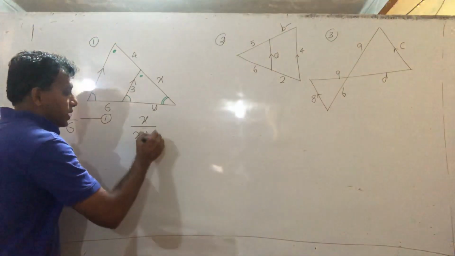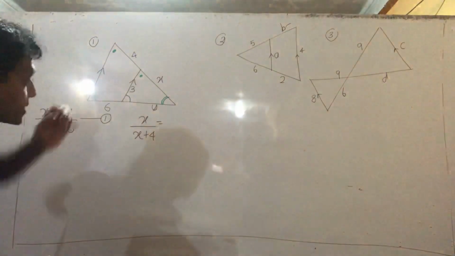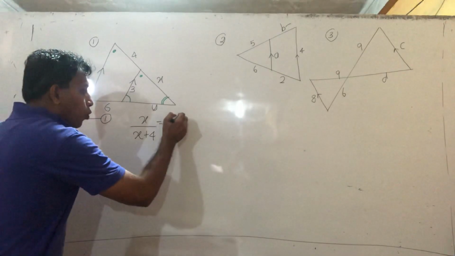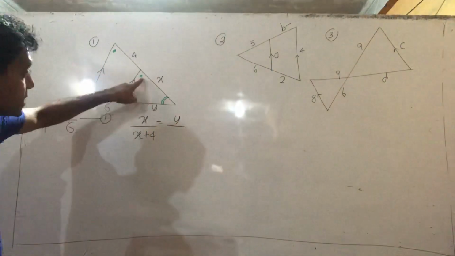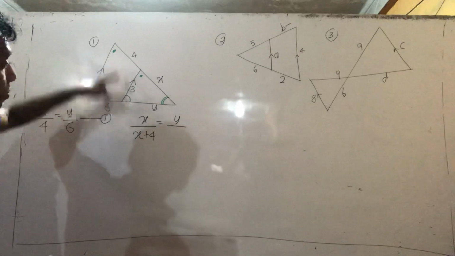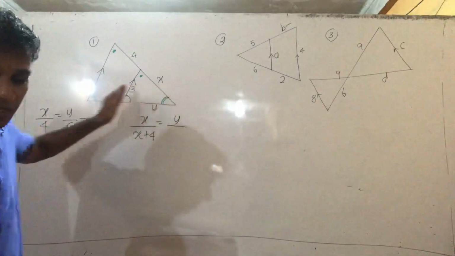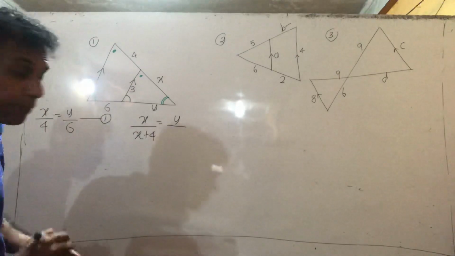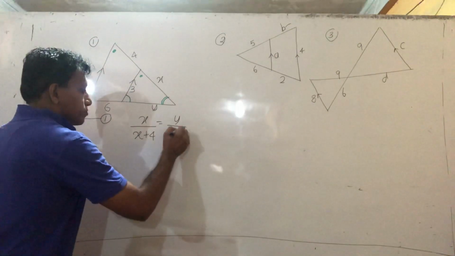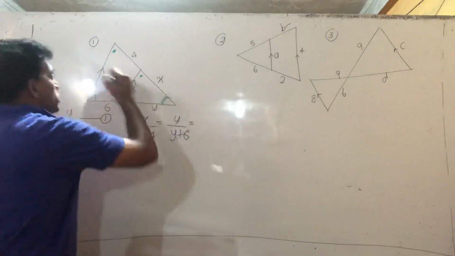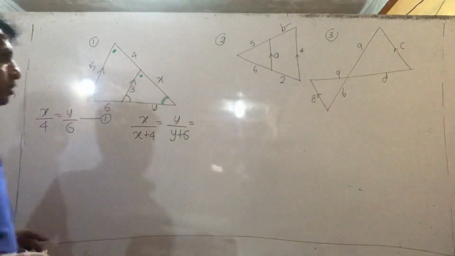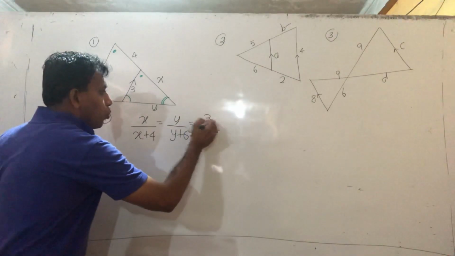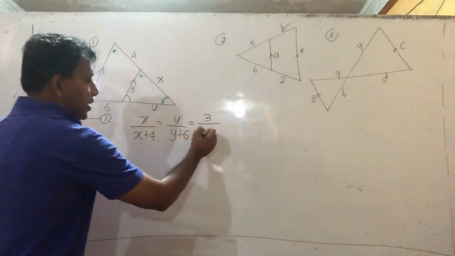Equal. Next comes this angle. Opposite side y over what? This equals this. The opposite side is the large side of the triangle, which is y plus 6, equal to the opposite 3 over the bigger side 5.